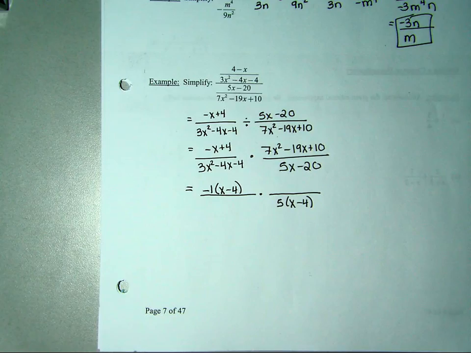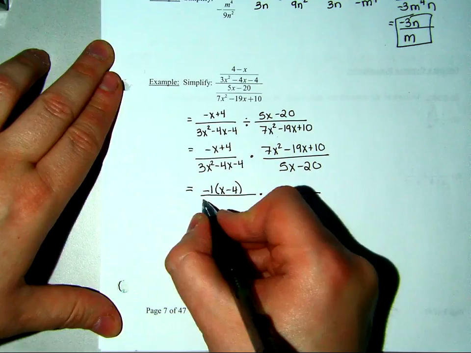Solomon, the 7 one: 7x squared minus 19x plus 10. Did you factor that? Yes. Into what? I got 7x minus 5 and an x minus 2. That could be right. Let's see. Negative 5x minus 14x. Yeah, that's the negative 19x that I want.